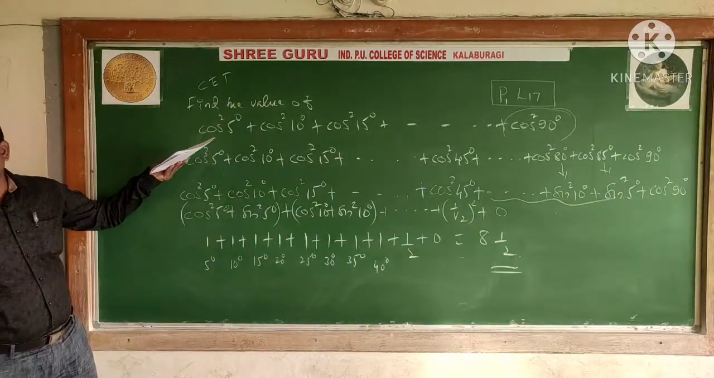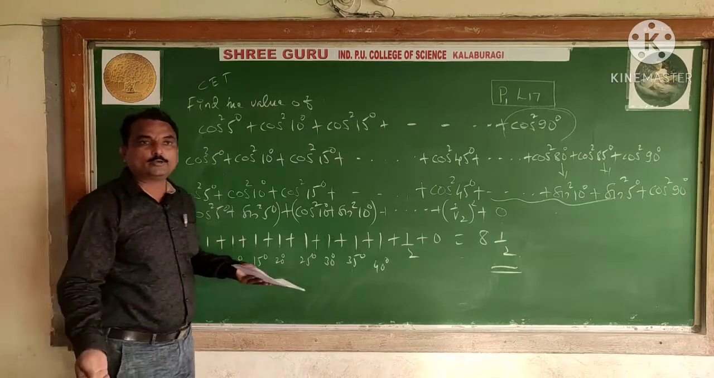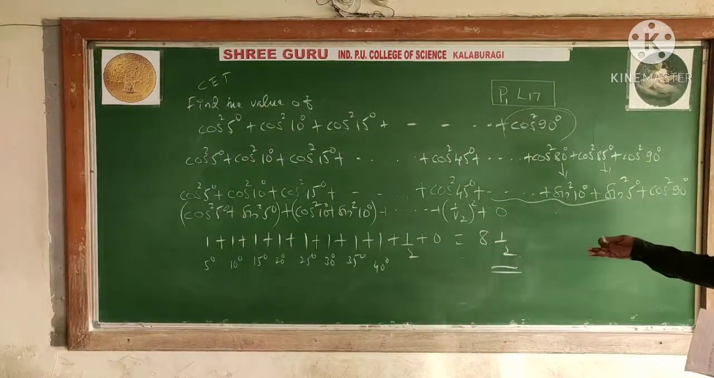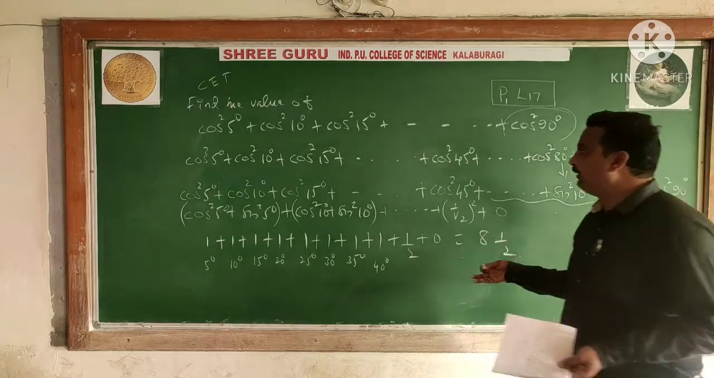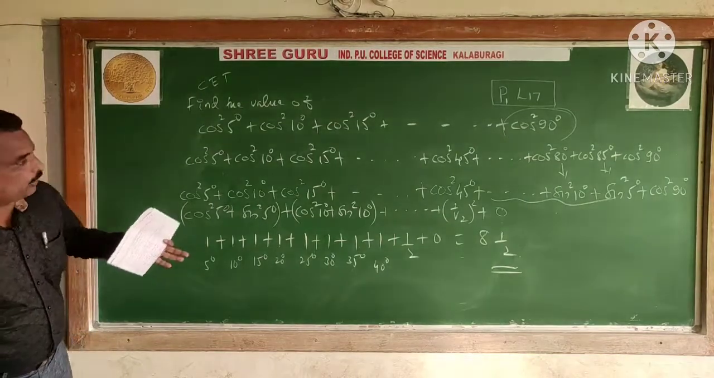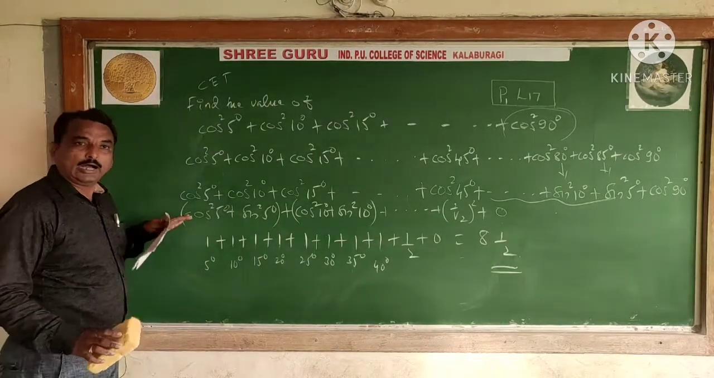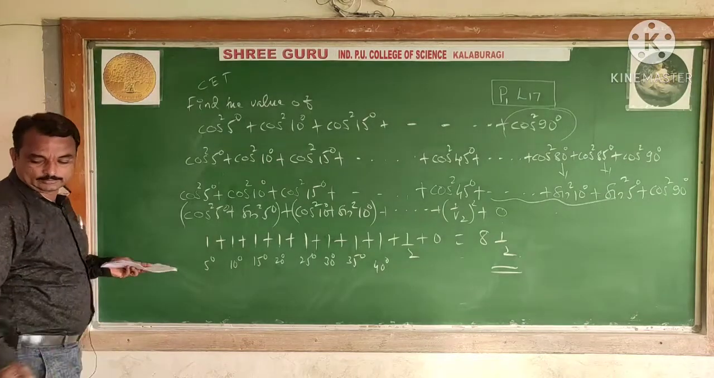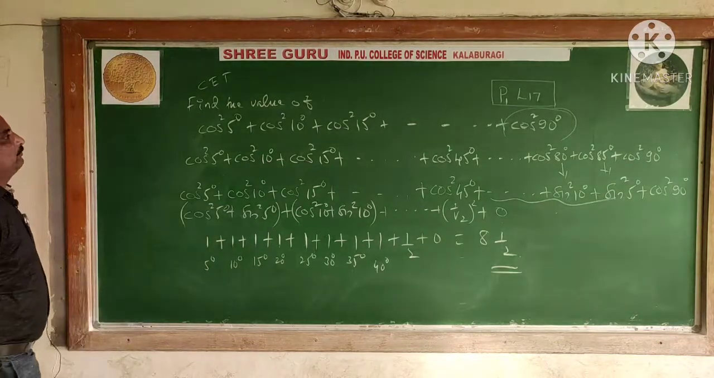So he may give four options: 8 1 by 2, 9 1 by 2, 10 1 by 2, like that he may give the options here, and the fourth option will be the answer. So this is the cos square of 5 degree series. I have first given the question, and I have asked the result also. So this type you have to calculate for the CET examples.